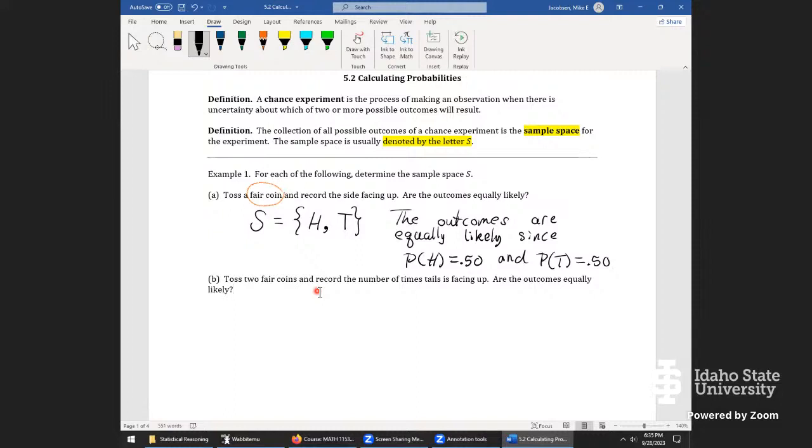Any questions at all, folks, about writing down the sample space or determining if it's equally likely? Okay, let's change gears to a new experiment. Before we were tossing one coin, so we're going to up the ante. Imagine tossing two fair coins now. Imagine doing this yourself and record the number of times tails is facing up. Are the outcomes equally likely? So if we toss two fair coins and record the number of times tails is facing up, any volunteers for what that sample space would look like?